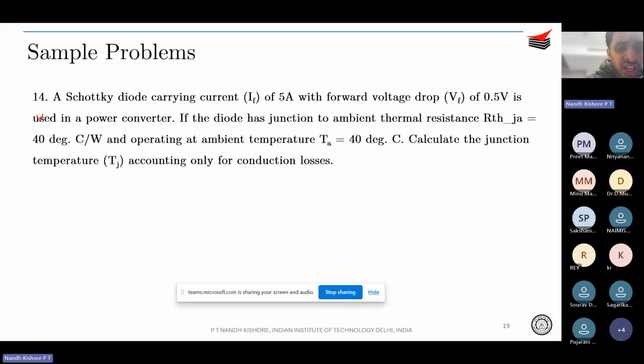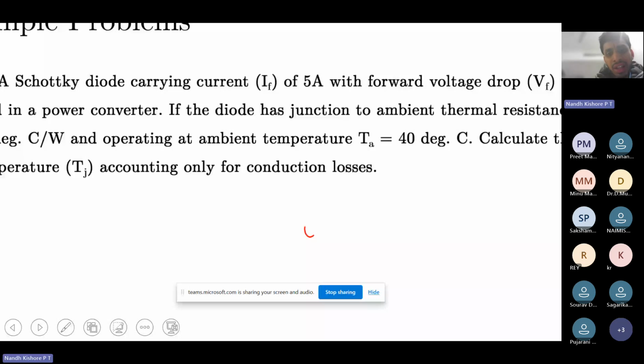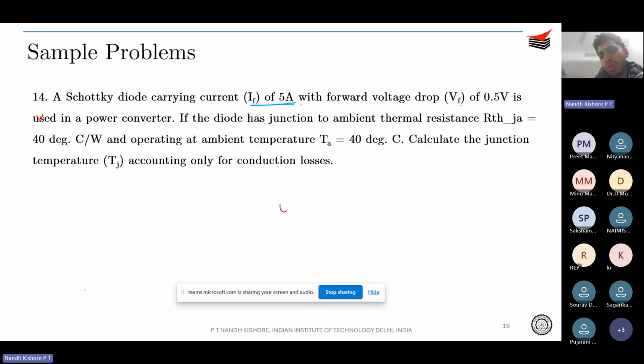A Schottky diode carrying a current of 5 amperes with forward voltage drop of 0.5 volts is used in a power converter. So IF is given and VF is also given. If the diode has junction to ambient resistance of R theta, junction to ambient is also given. And operating at ambient temperature of 40 degrees. Calculate the TJ, accounting only for the conduction losses. So first understand what's given, right?